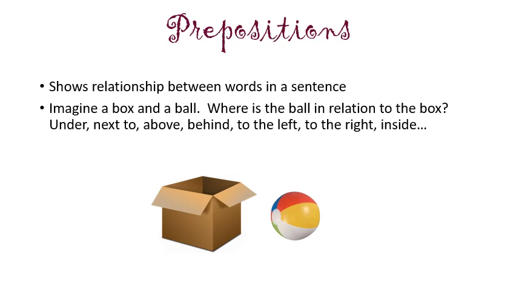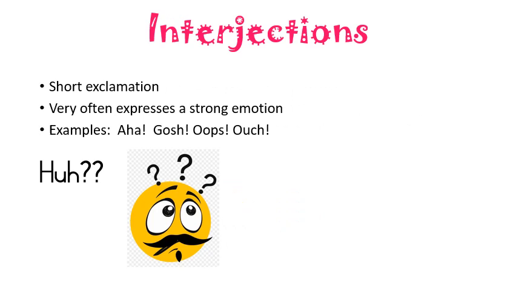Prepositions. It shows relationship between words in a sentence. Imagine a box and a ball. Where is the ball in relation to the box? Is it under, next to, is it above, behind, to the left, to the right, inside, did it go through? Words like that. And then lastly, interjections. These are short exclamations, very often expresses a strong emotion. For example, aha, gosh, oops, ouch, huh?